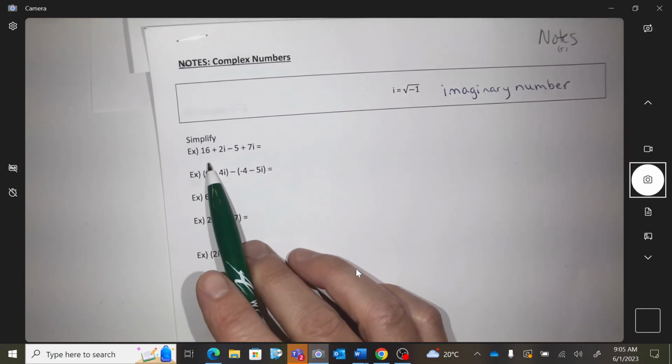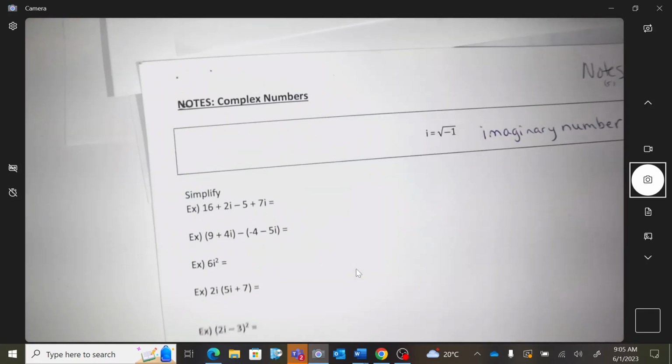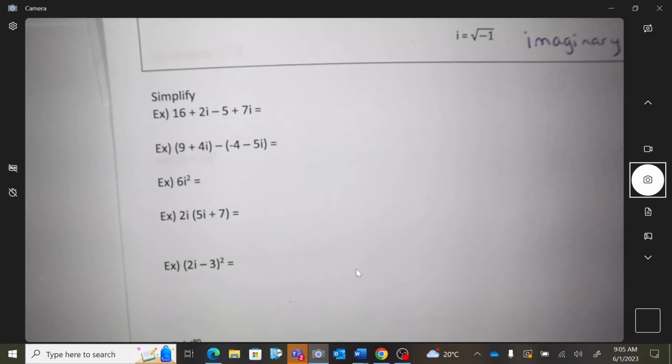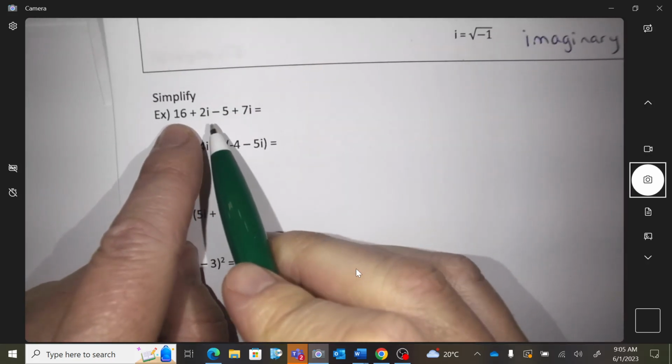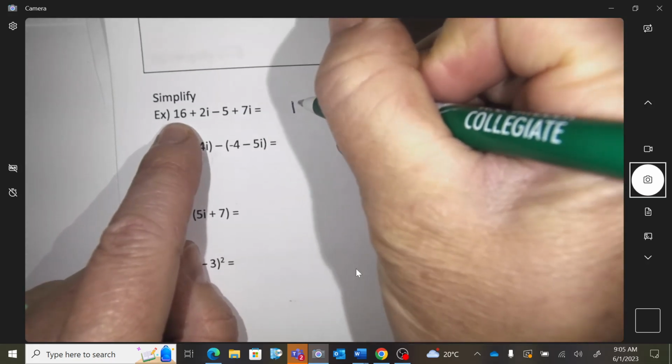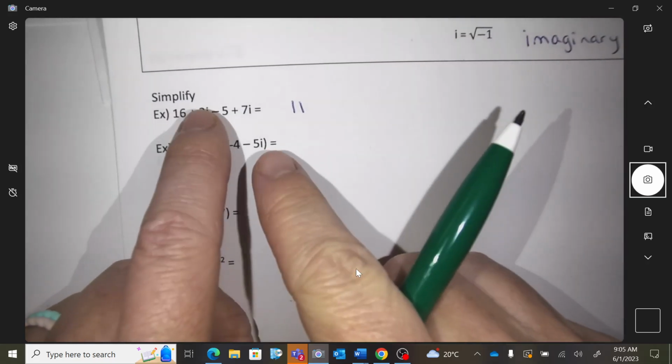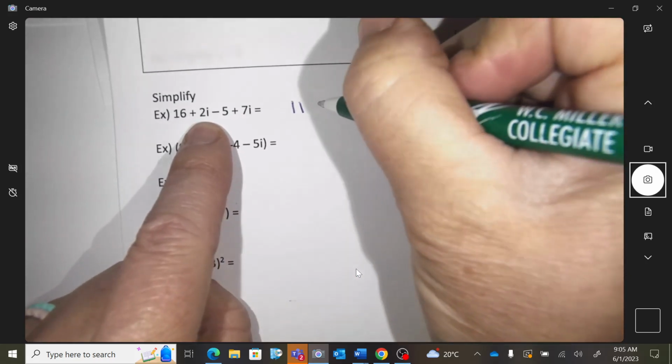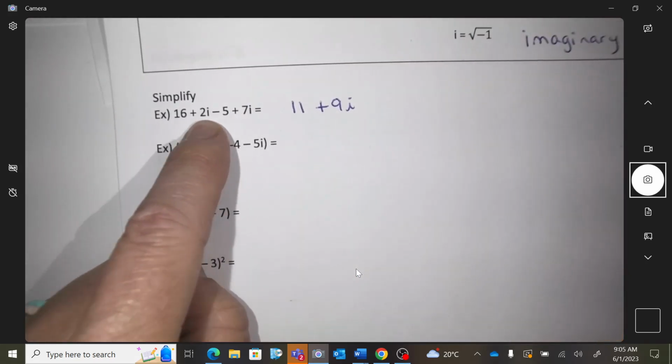Okay, when I do this kind of work, this is simply just collecting like terms. So I can put 16 and -5 together, so that's 11. And I can go 2i plus 7i is plus 9i.